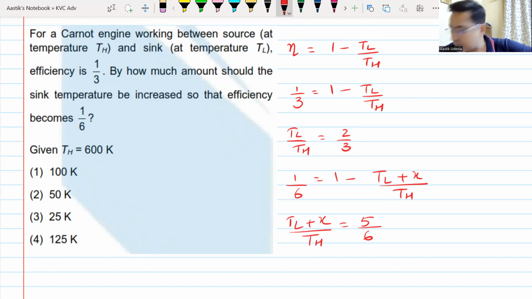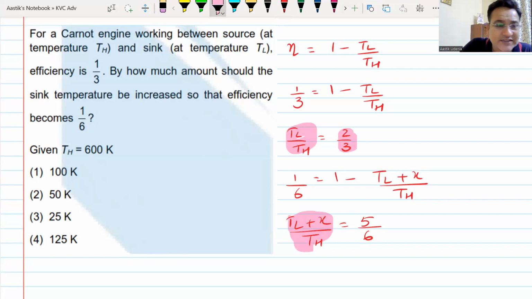Then how do you go from here? You know the ratio of TL by TH from this equation, yes or no? You can break this equation into TL by TH plus X by TH. From there you will get the value of X. Do we understand this? Good.